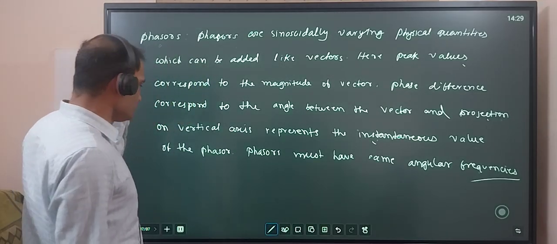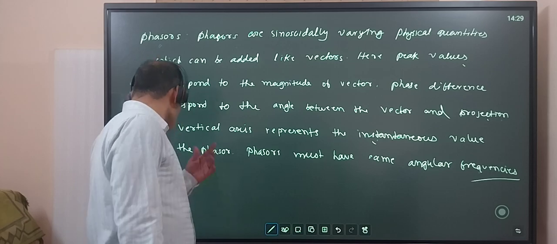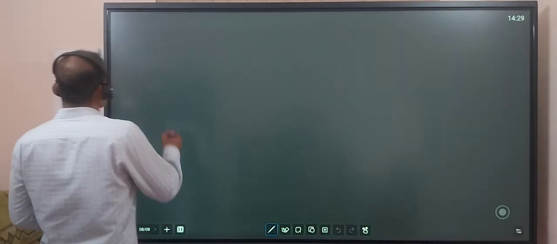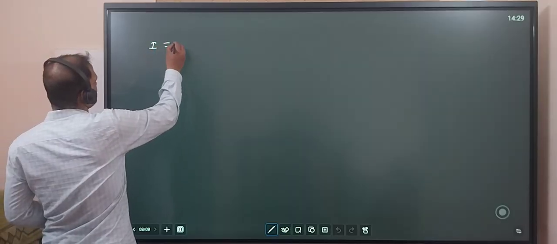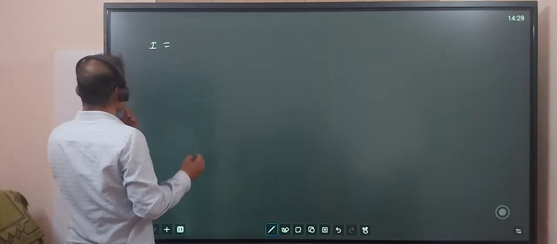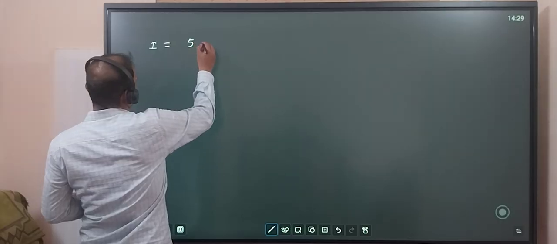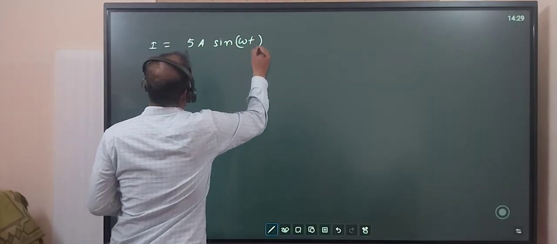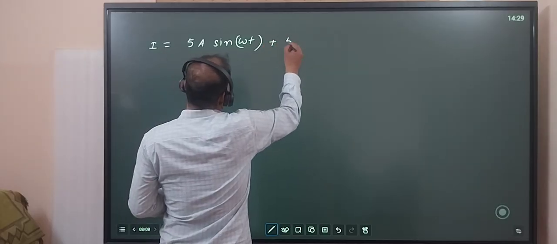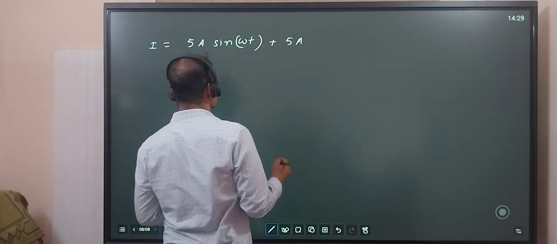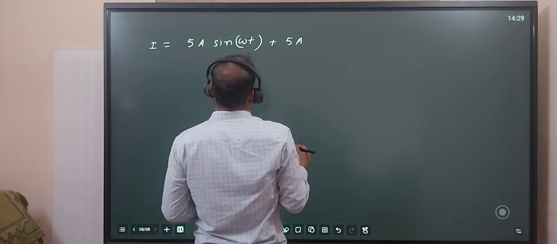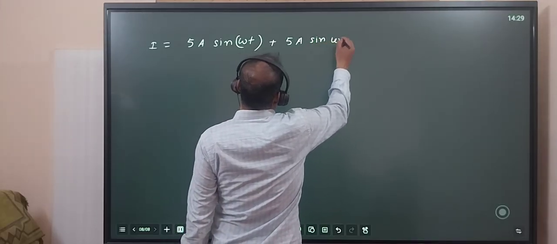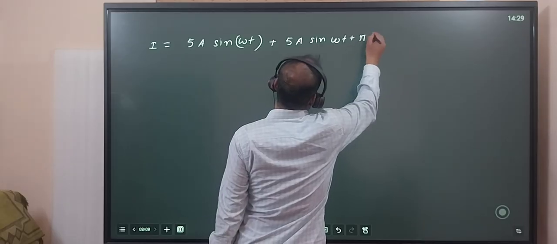Now we will see some examples first. That will be better. So, for example, we have current. Let us say we are adding 5 ampere current sin omega t, and again 5 ampere current sin omega t plus pi by 3.